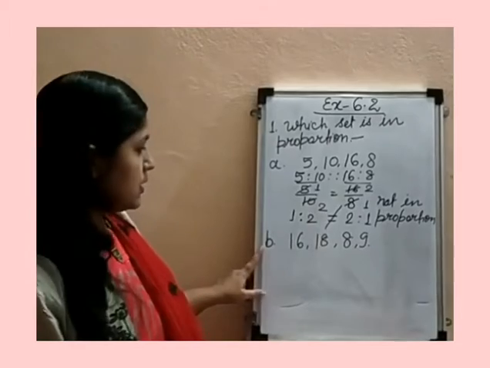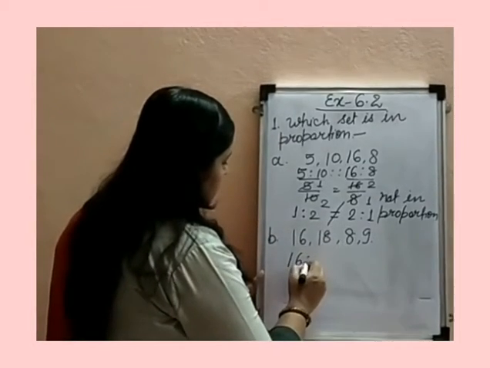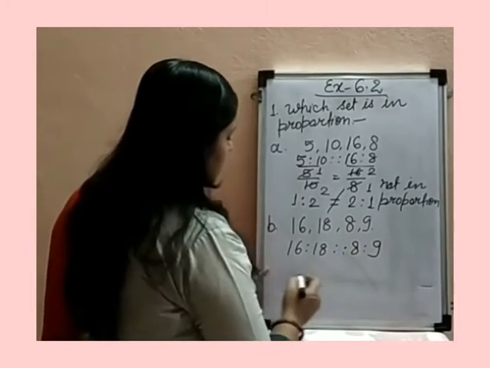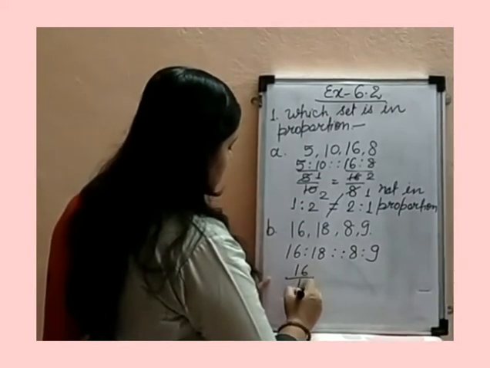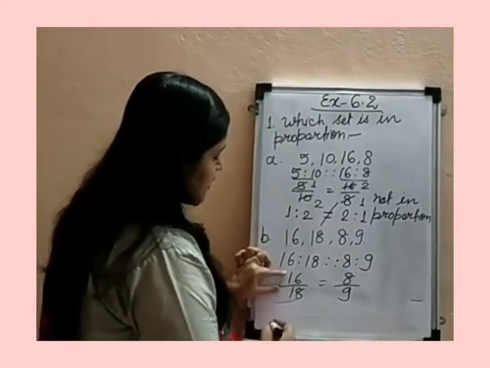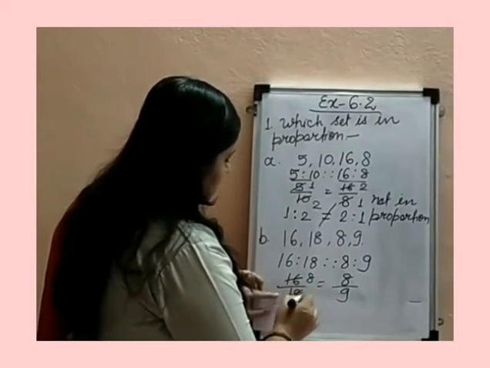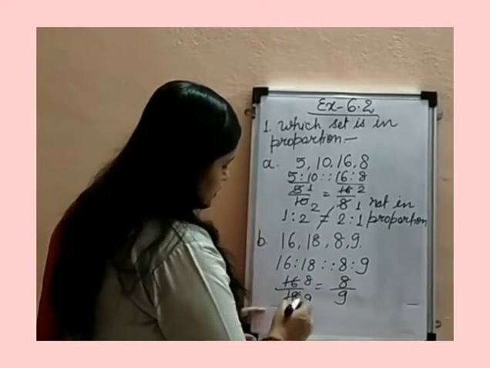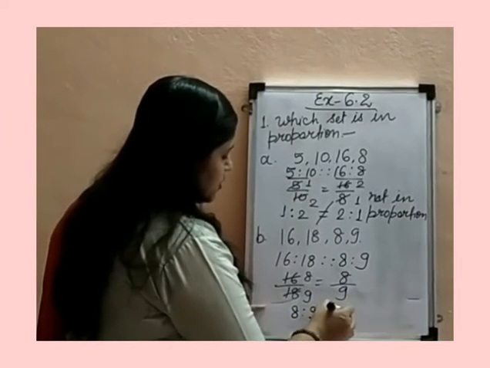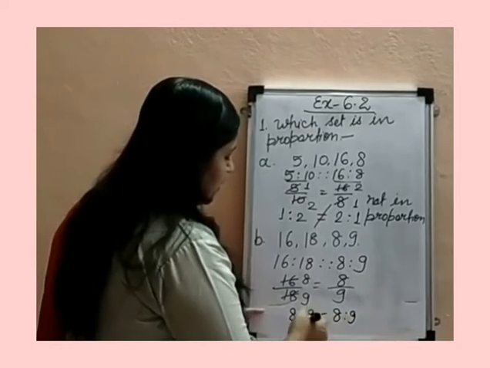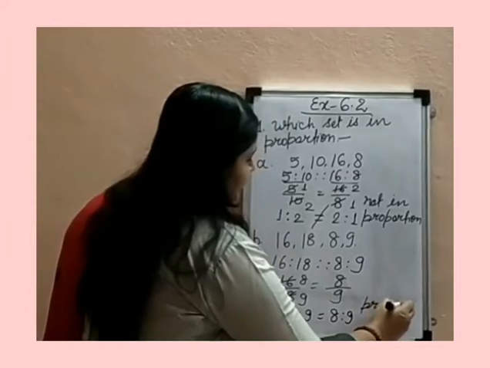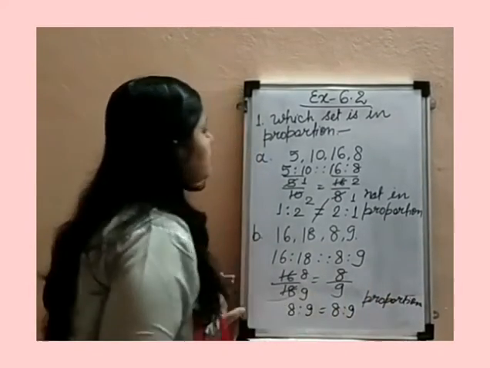Now question number B is 16 is to 18 proportion to 8 is to 9. We can write it 16 upon 18 equals to 8 upon 9. We can cancel these numbers. 8 twos are 16, 9 twos are 18. So the first ratio is 8 is to 9 and the second ratio is also 8 is to 9. So this question is in proportion. Let's do our second question.